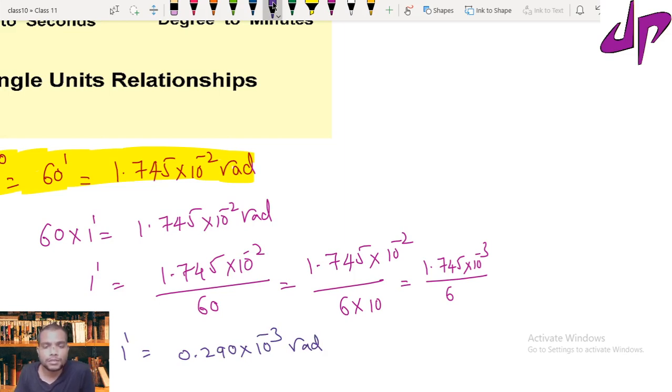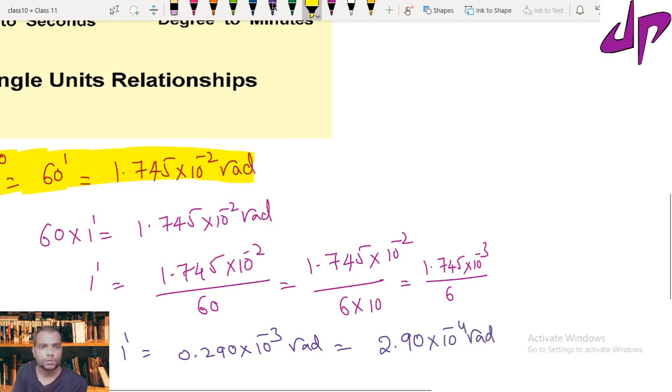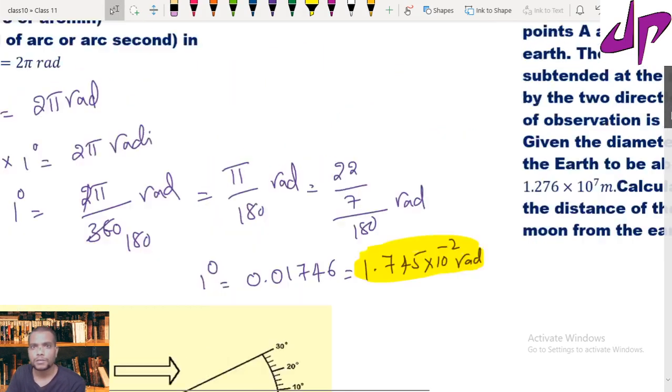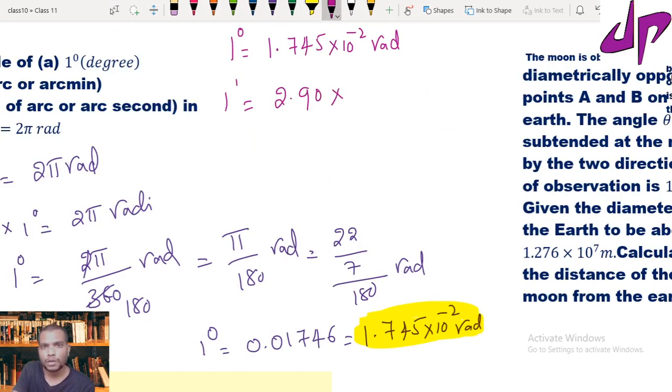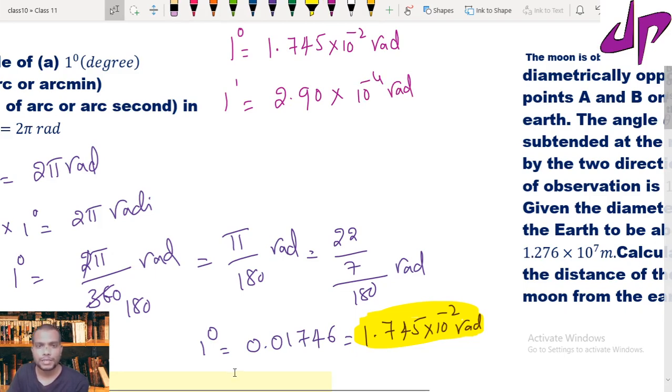You can convert this into scientific notation by moving the decimal point. So I would write 2.90 times 10 power minus 4 radians. This is the value of 1 minute in radians. I can mention that here. Therefore 1 minute equals 2.90 times 10 power minus 4 radians. So that is the second one.